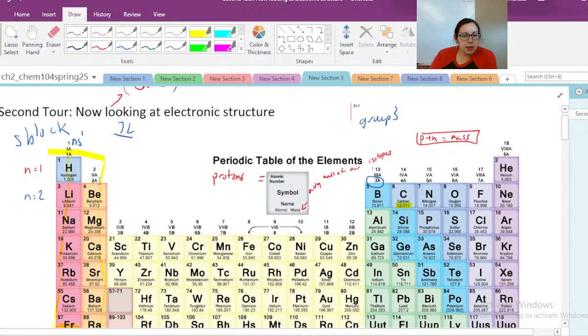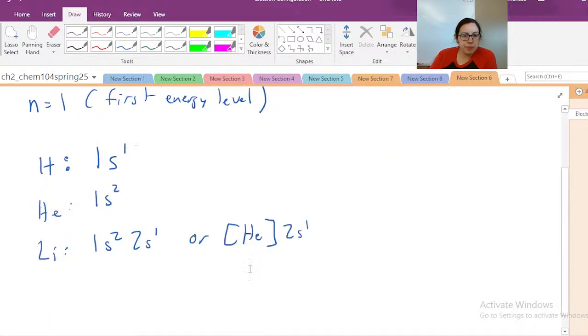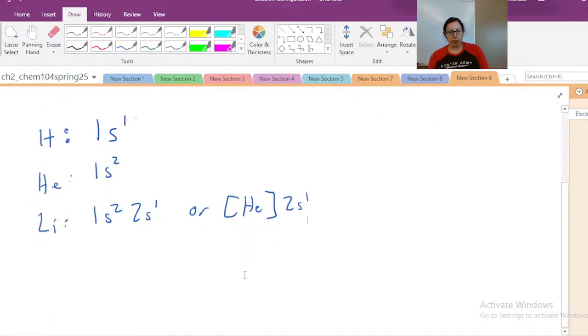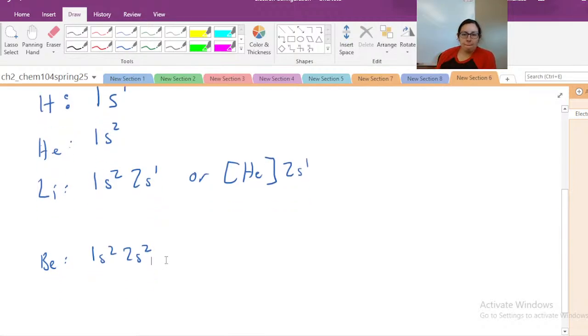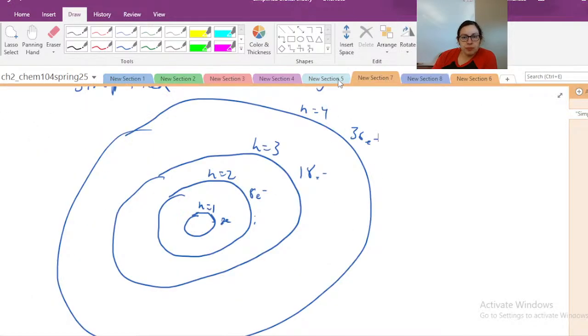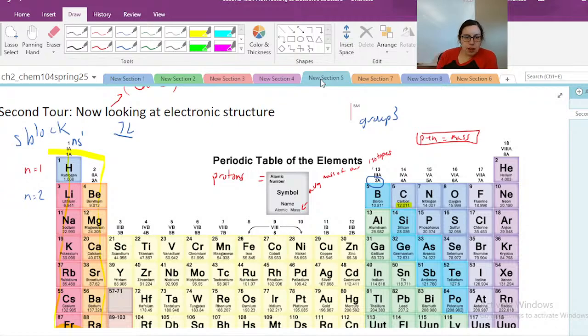And so now let's continue. So we have beryllium. So beryllium, 1s2, 2s2. All right, so now we're at beryllium. And so now let's see what happens when we cross over to boron. And so we're still on the second energy level.